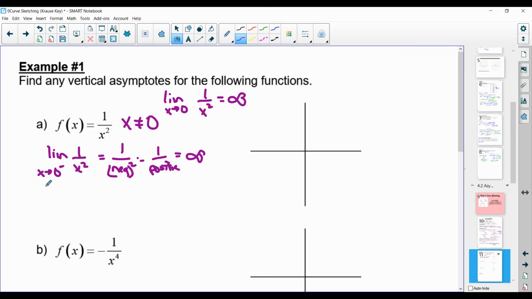Now, if I look at the limit as x approaches 0 from the right-hand side, we're going to have 1 over x squared. If I plug in any numbers from the right-hand side of 0, those are going to be positive numbers. So 1 over a positive number squared is still 1 over a positive number, and so my limit is infinity. Because the left-hand limit and the right-hand limit are the same, the limit as x approaches 0 is infinity. So that means I have an asymptote at x equals 0. So we draw our asymptote at x equals 0.